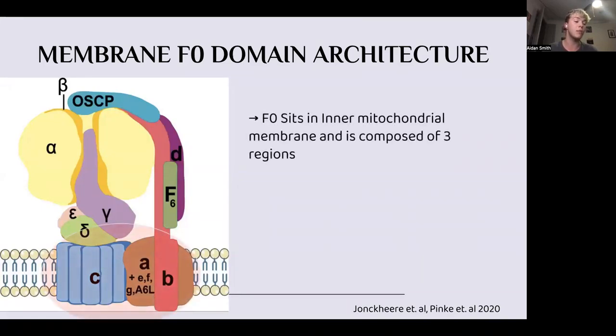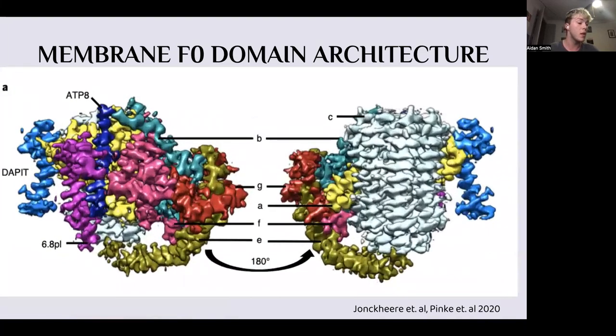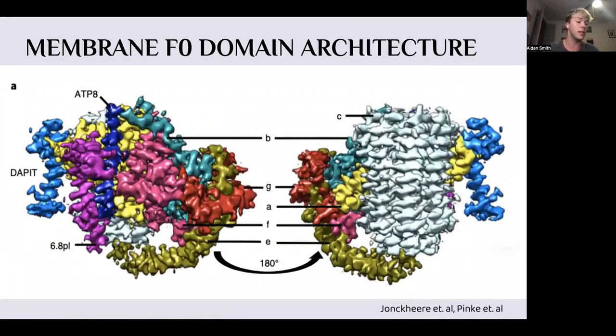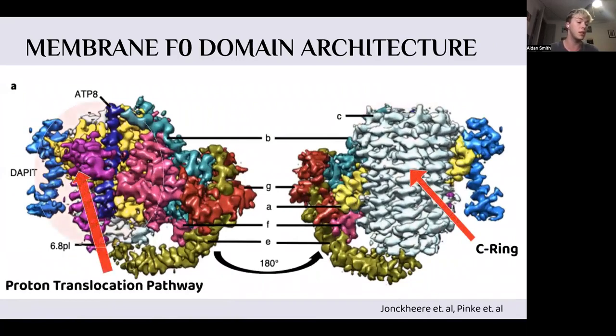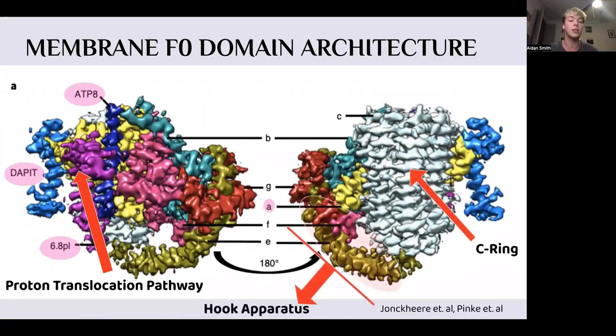This subunit sits in the inner mitochondrial membrane itself and can be divided into three main regions. First, we can look at the rotating C subunit. Next, we can look at the proton translocation cluster consisting of subunit A, DAPIT, 6.8pi, and ATP8. And then finally, we can look at the hook apparatus, which consists of subunit F, G, and E.